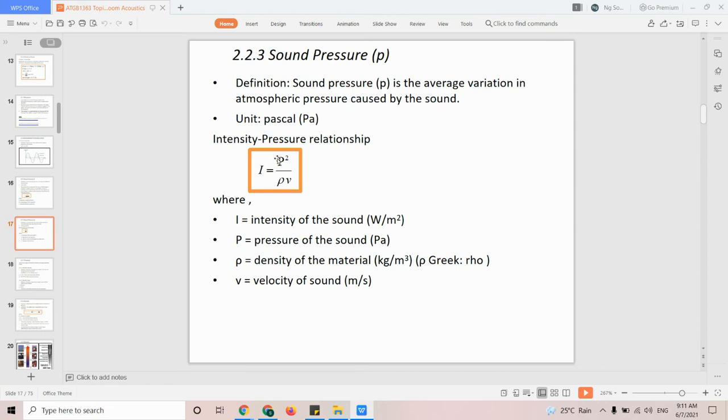So don't worry about all these formulas. They will be given to you. You don't have to memorize them.